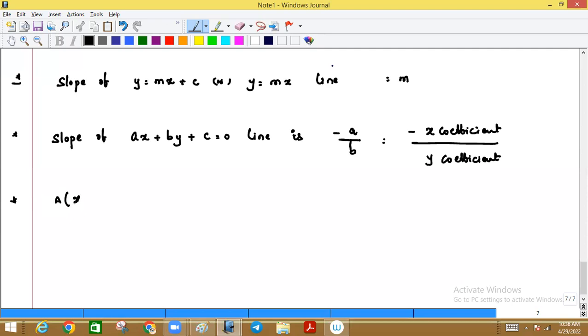Slope of the line passing through x1 comma y1, x2 comma y2. What we have seen just now is that the slope is opposite by adjacent, y2 minus y1 by x2 minus x1.